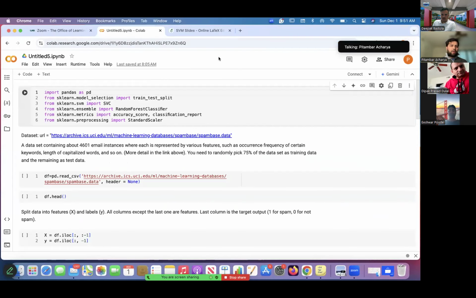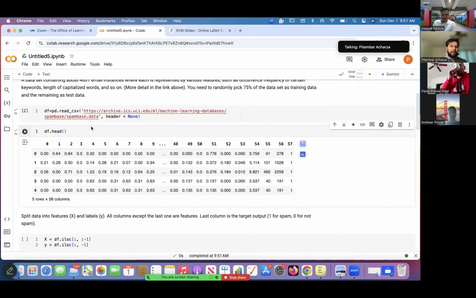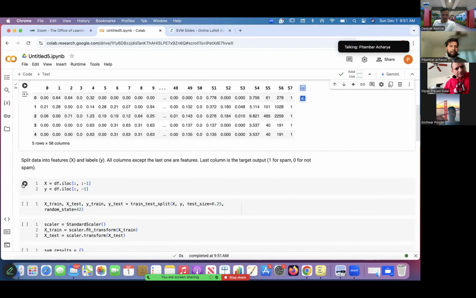Here in Google Colab, this is the example. I have a dataset of 4601 emails, which are spam or not spam. I pick 75% of the data as the training data, and the other 25% as the testing data. So we can find the accuracy here.